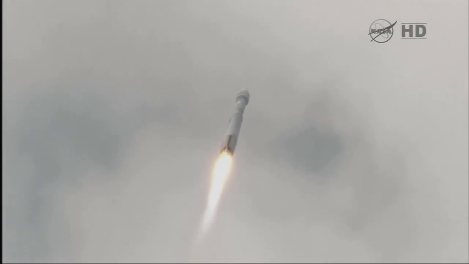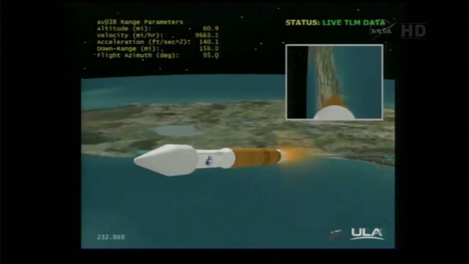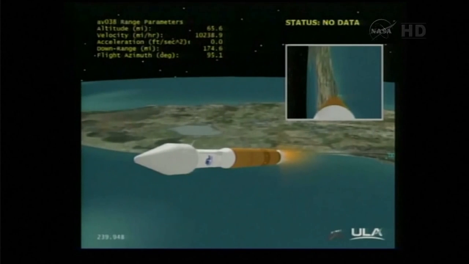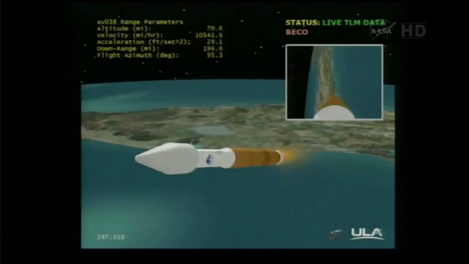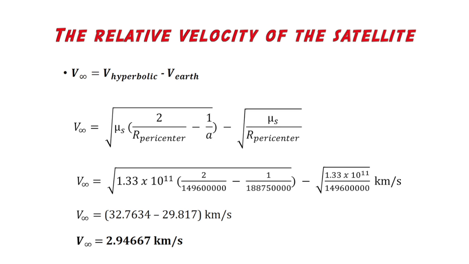In the first phase, MAVEN is in its parking orbit trajectory around the Earth. From the current orbital trajectory, the satellite wants to go into the hyperbolic orbit and needs to be given an additional velocity through a thruster. So, we begin the calculation of the escape velocity. The relative velocity of the satellite to the Earth can be obtained by calculating the difference between the velocity of the satellite with respect to the Sun and the velocity of the Earth with respect to the Sun.